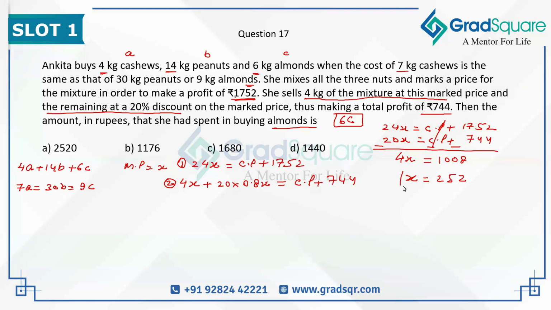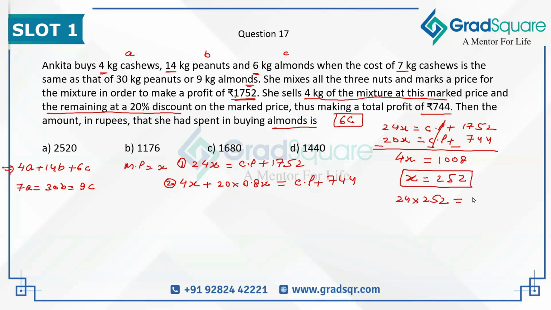So 252 rupees per kg was the marked price of the product. Now, if I know the mark price of the product and I put it back into any one of these two equations, it should give me the value of the cost price, which is nothing but the value of 4A plus 14B plus 6C. So if you look at this, you should be writing 24 into 252, which is 24x.